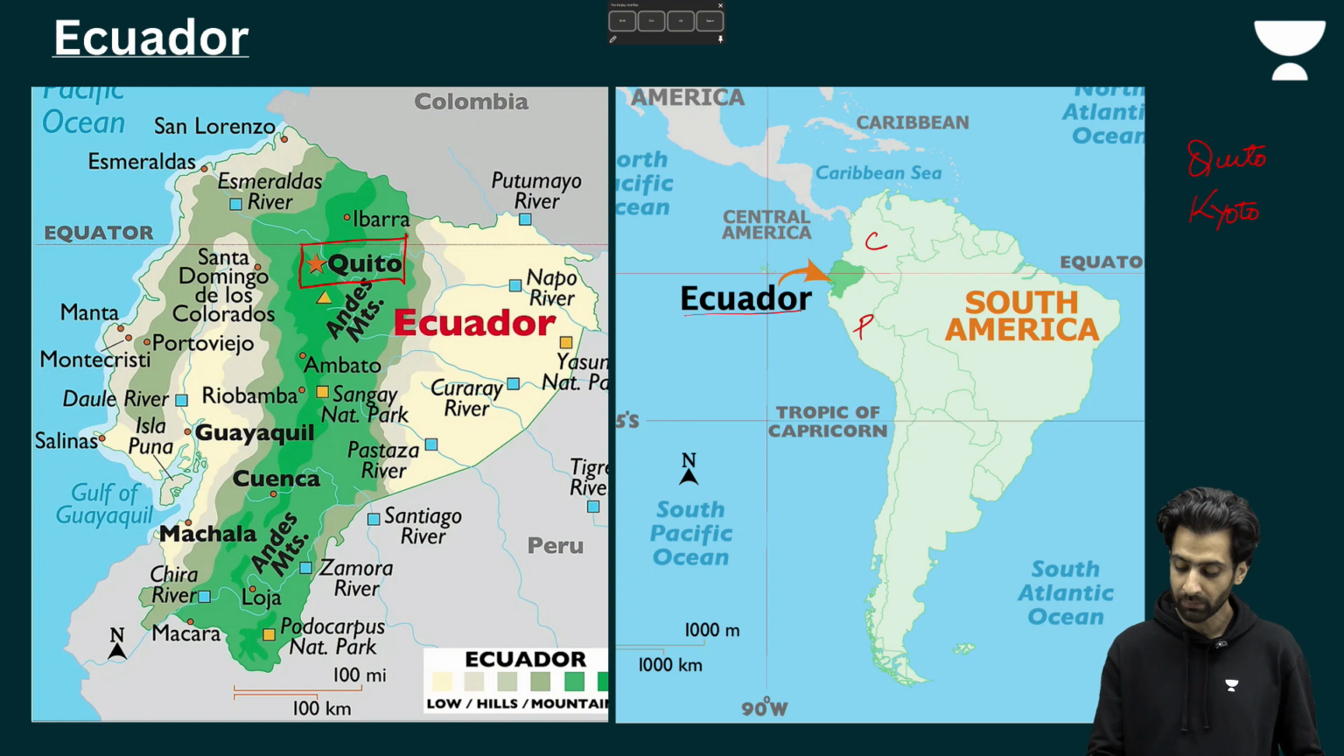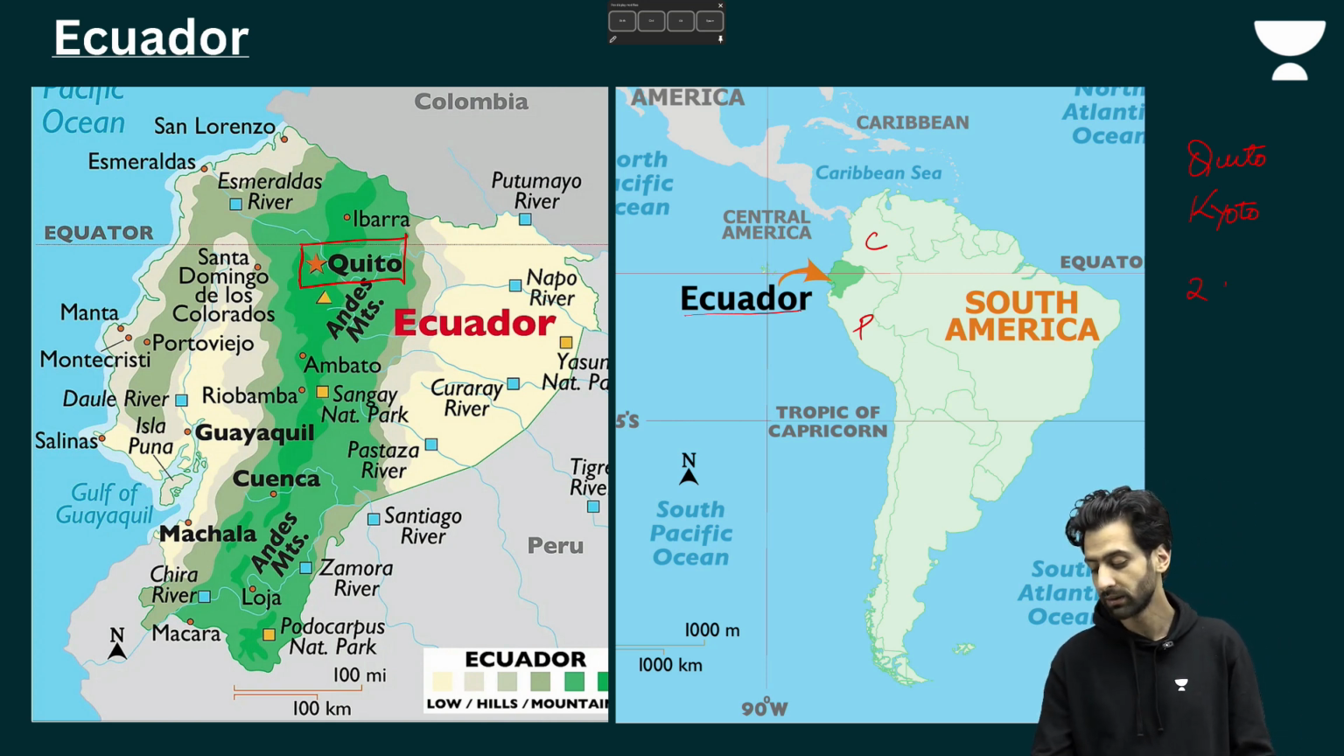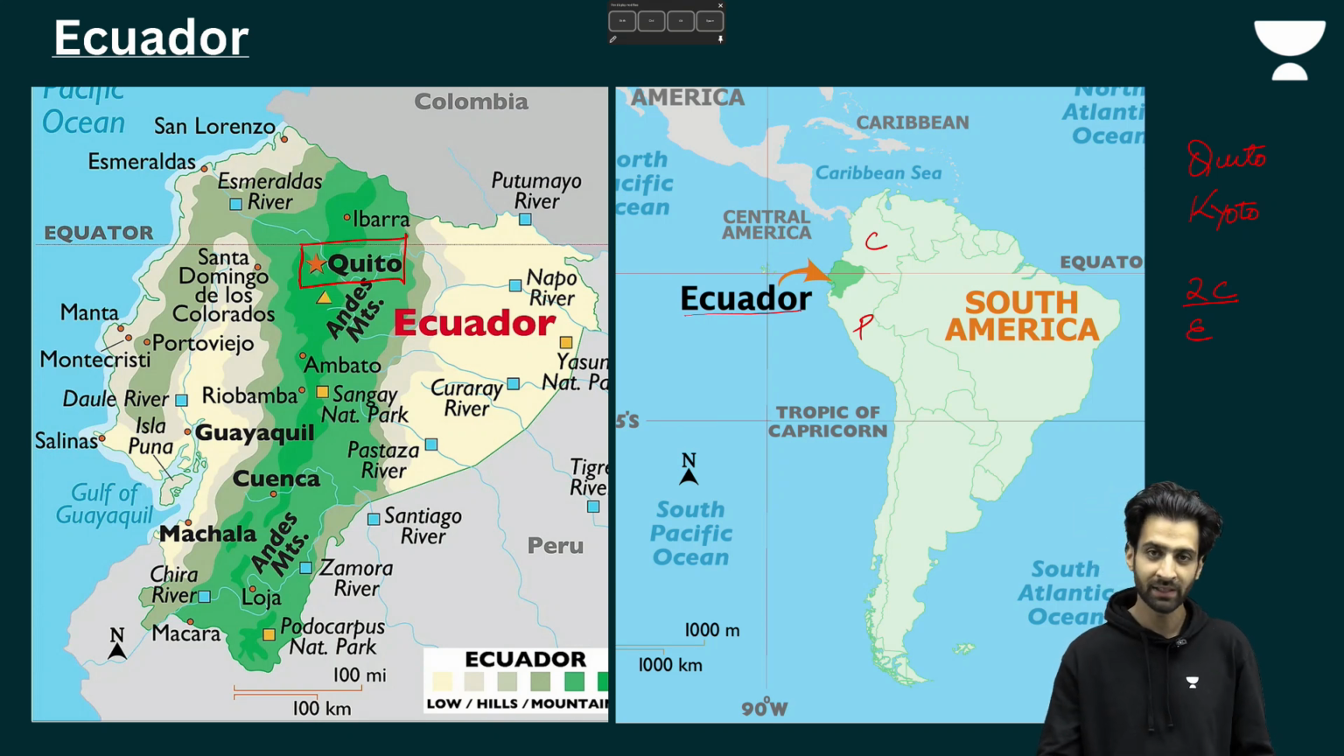That's the next country that we're going to study. One important thing about Ecuador is that it does not share its borders with Brazil. This is very important because in the entire South America, you will find only two countries that do not share their border with Brazil. Only two countries, and one of them is Ecuador. We'll talk about the other when we reach there.